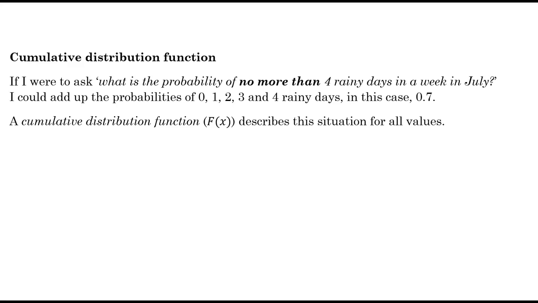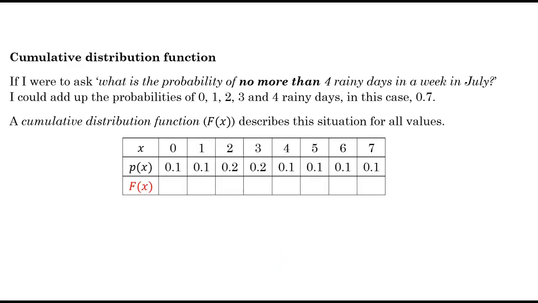The notation we use for the cumulative distribution function, rather than a lowercase f of x, we usually use an uppercase F of x. And we're firstly going to look at this for a discrete distribution. We're just going to add them up. So the probability of 0 days is 0.1. Of no more than 1 day would include 0 days and 1 day. So that's 0.1 plus 0.1. No more than 2 days would be 0, 1 and 2, those probabilities added together, and so on.